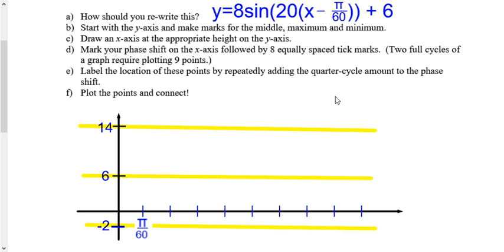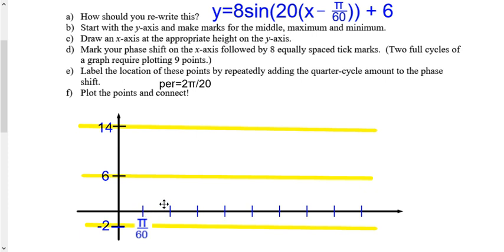Next, I need to think of my period. The period for a regular sine function would be 2 pi. But in this case, I've multiplied by 20 on the inside. Multiplying on the inside will have the opposite effect and shrink your graph. So the period is going to be 2 pi over 20. This will reduce to pi over 10.